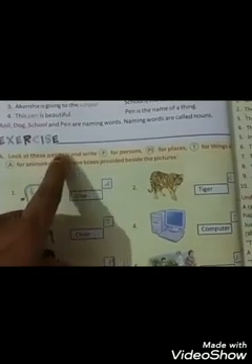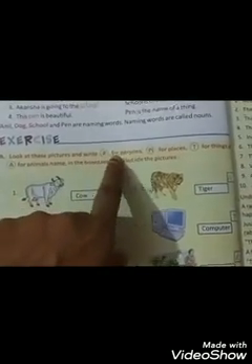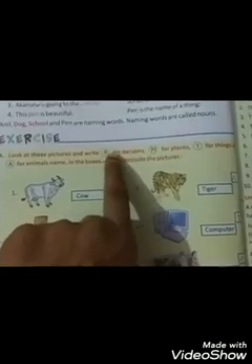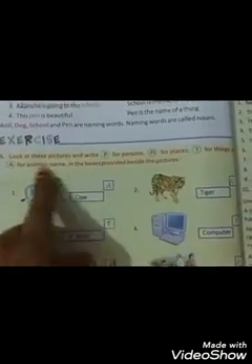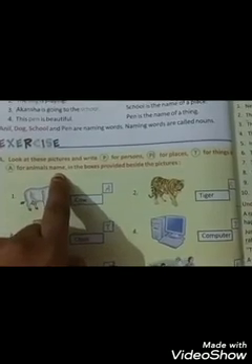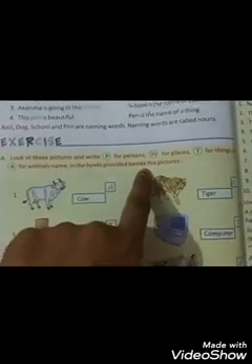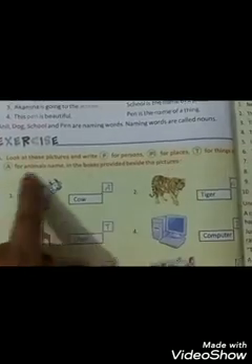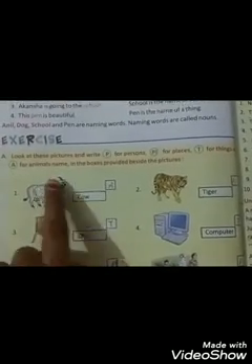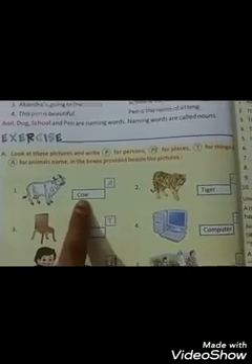Now we can see the exercise related to this. Look at these pictures and write P for persons, PL for places, T for things and A for animals' names in the boxes provided beside the pictures. That means you have to write P for person, PL for place, T for thing and A for animal's name. Like this, some I have done.